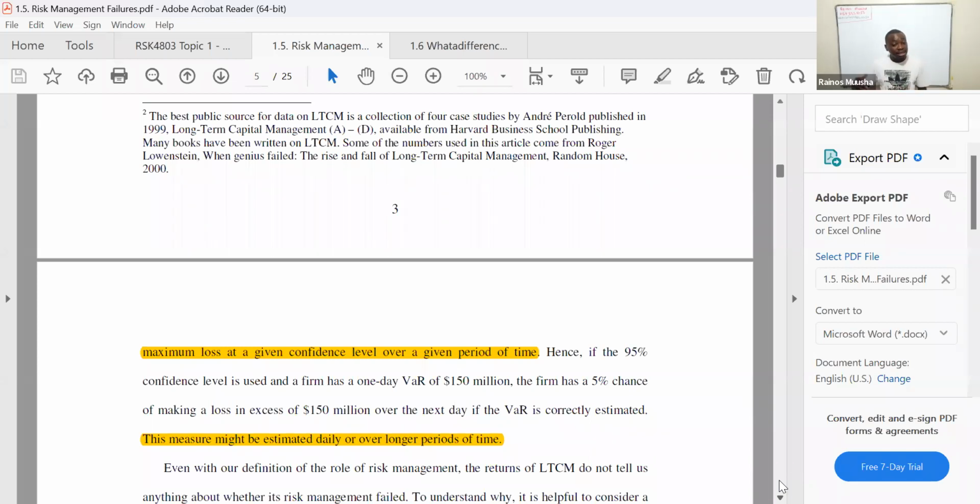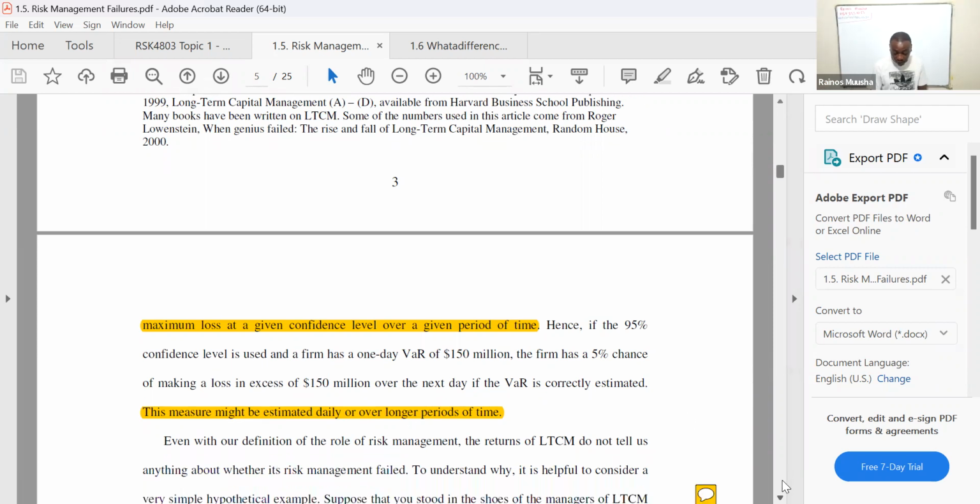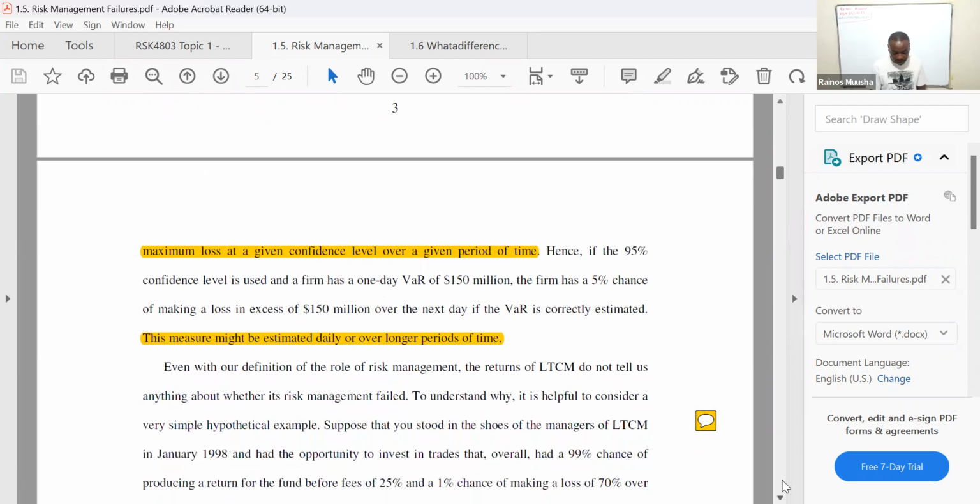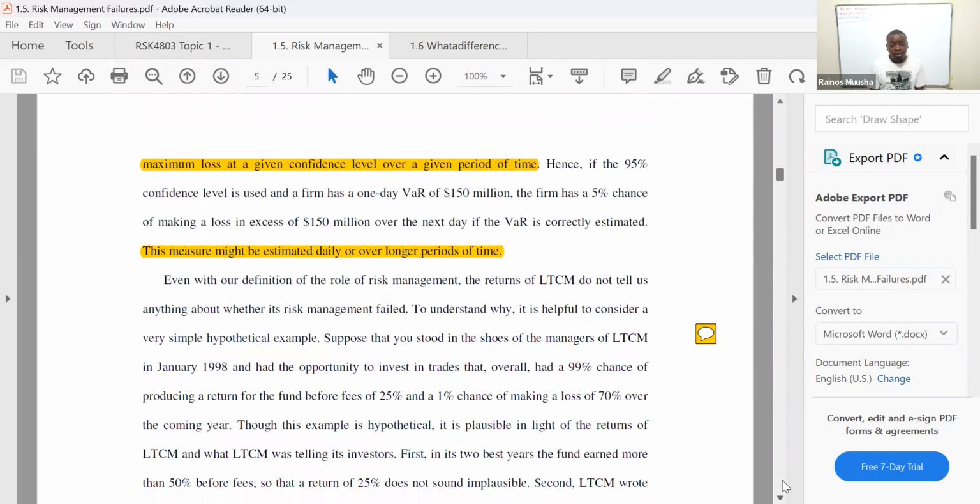So you're looking at what? The maximum loss that you're expecting to suffer over a given period of time on a given confidence level. So say, are we 95% confident? Are we 99% confident? Or are we 98% confident that this is the maximum loss that we're expecting to suffer? So based on this, they say this measure might be estimated daily or over longer periods of time as well. So that's basically the value at risk measure.